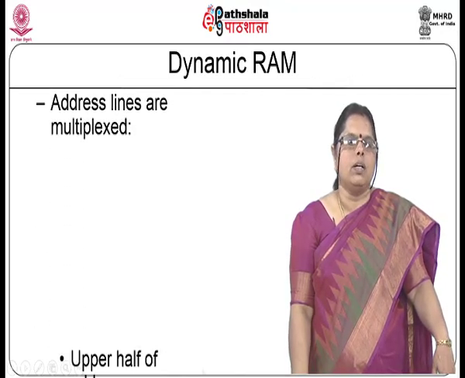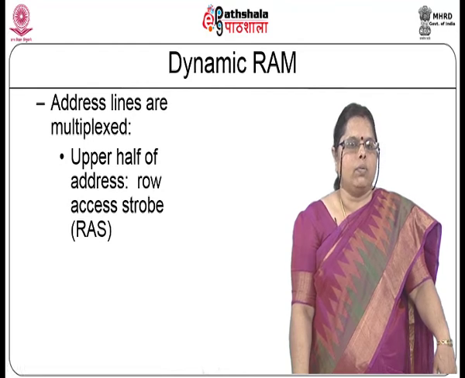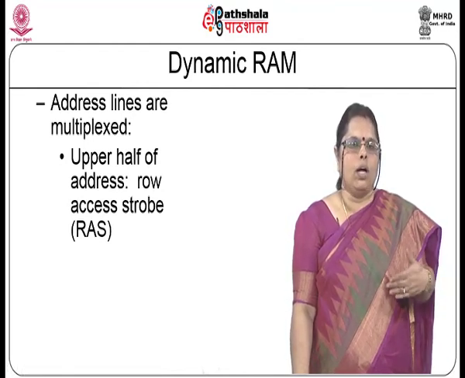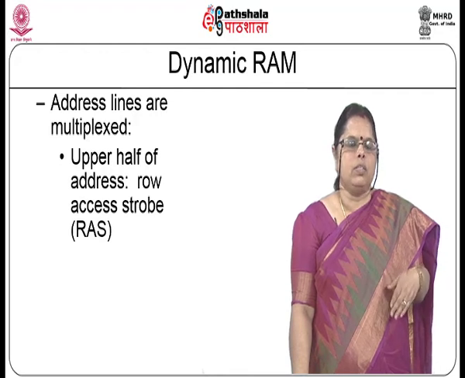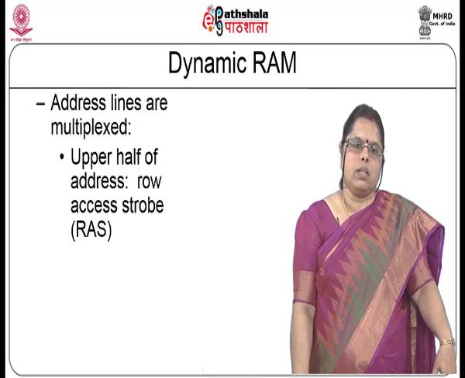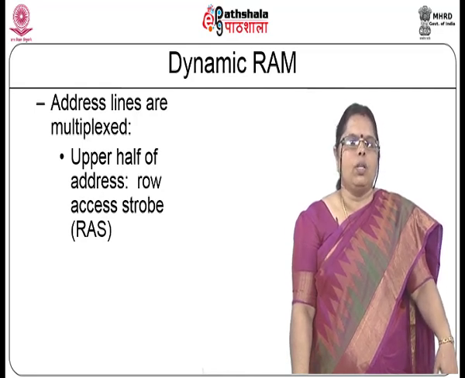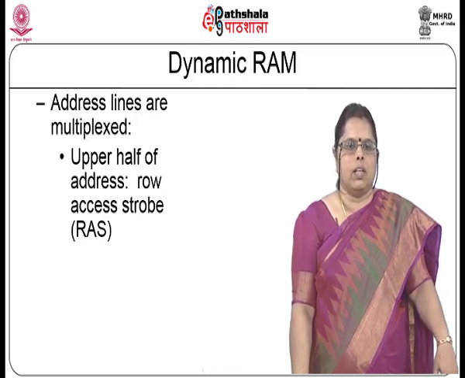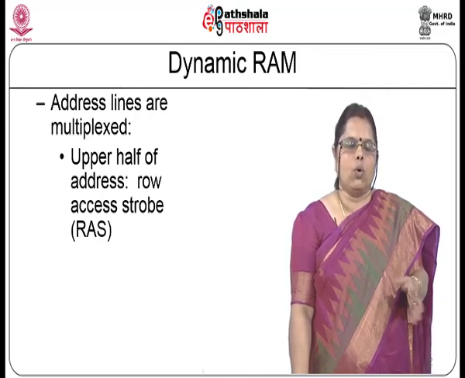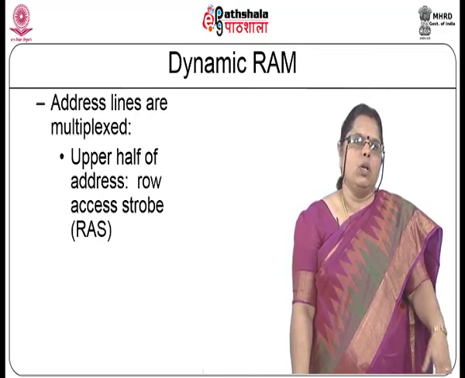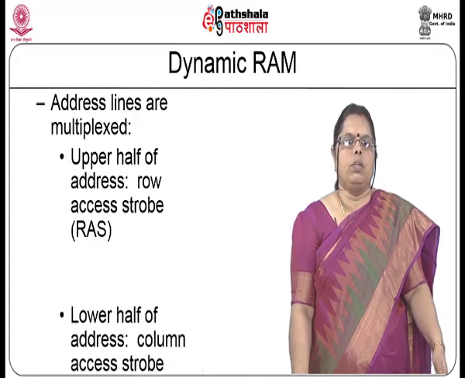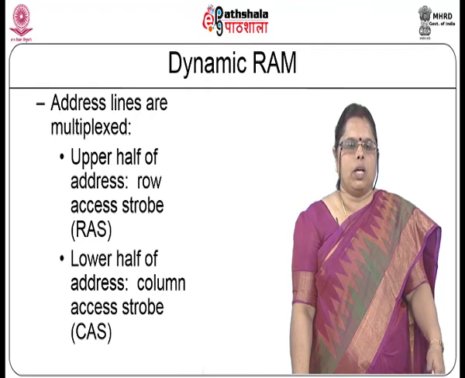Now, in order to conserve the number of lines, as I have already mentioned, the capacities are very high, and even though you split it up into two halves, a row address and a column address, they may still be too large. So, in order to conserve on the number of lines that are used for addressing, we normally try to look at multiplexing of these address lines. So, you have only one set of lines which will be used for transmitting the row information as well as the column information. Normally the row information is transmitted along with the row address strobe, and the column information is transmitted along with the column address strobe.